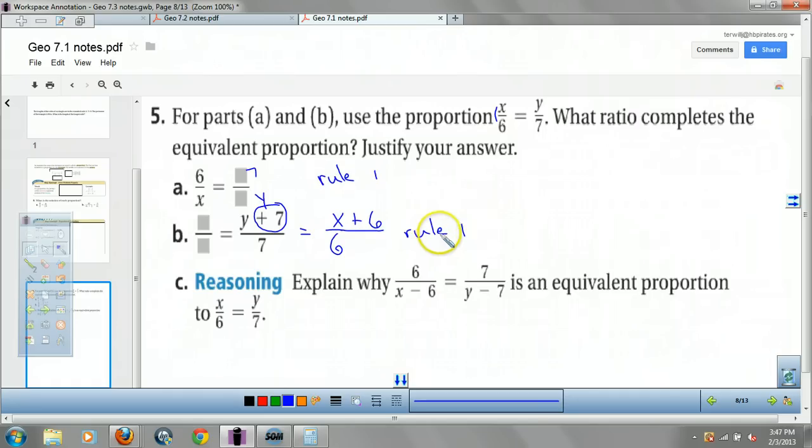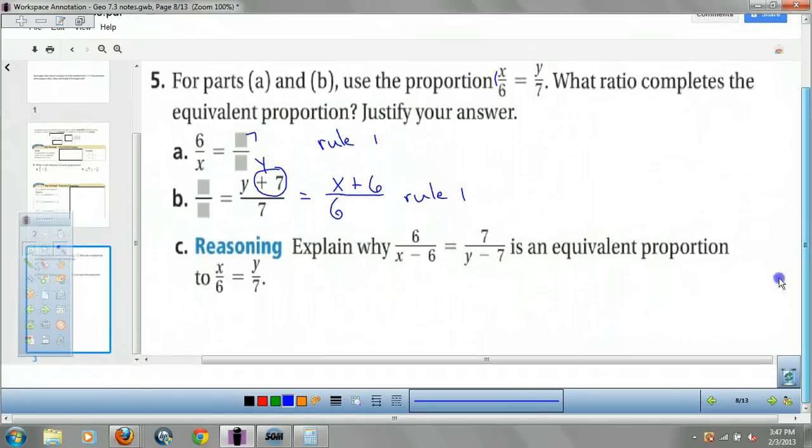Okay. So, part C. Explain why 6 over x minus 6 equals 7 over y minus 7 is an equivalent proportion to x over 6 equals y over 7. Okay. Here's why. I'm going to take this one. I'm going to flip it. I'm going to flip this one, right? Because we're allowed to do that. That was rule 1.